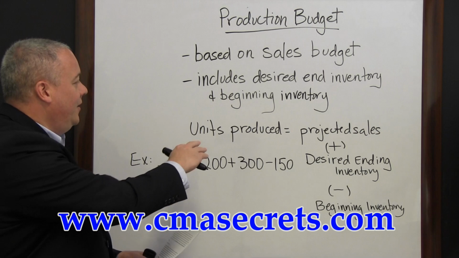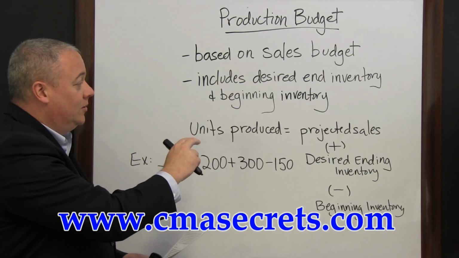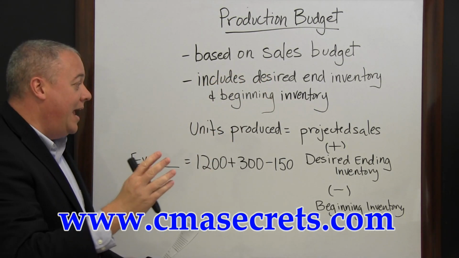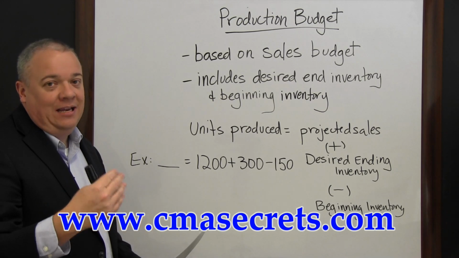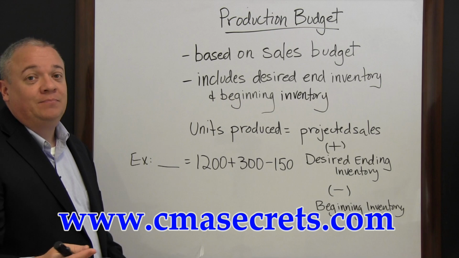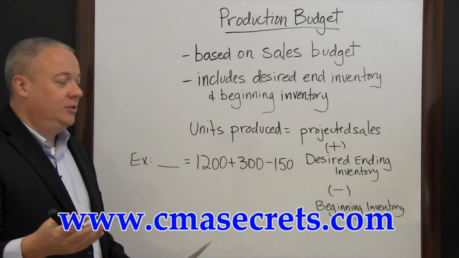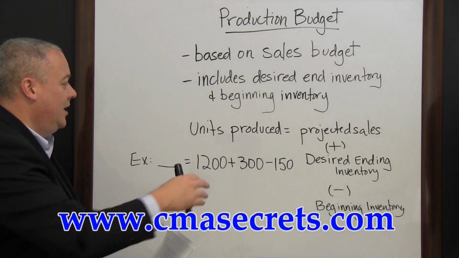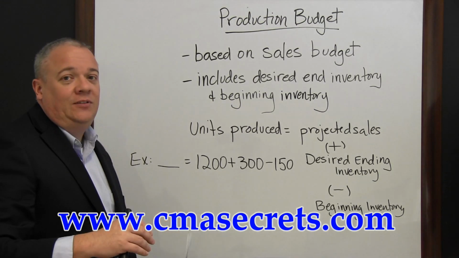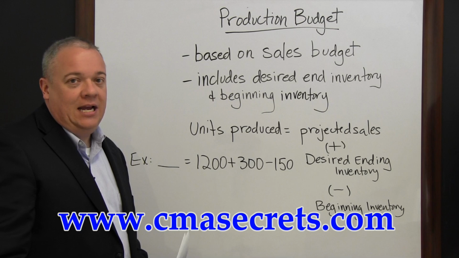So to give you an example, we have here a basic equation. Units produced equals our projected sales, this is our sales budget, plus our desired ending inventory minus our beginning inventory, how much we have on hand. So in our example here, let's say whatever it is that we're manufacturing, projected sales are 1,200 units for the budget period. We'll say 1,200 units for the first quarter maybe. So we project to sell 1,200 units. We want 300 units left on hand at the end, and we've got 150 on hand right now.